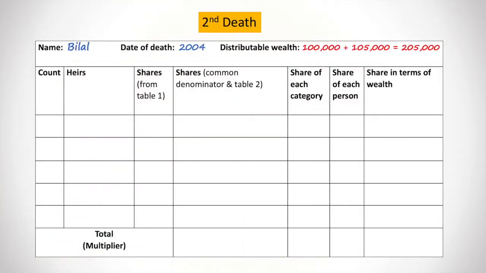So with this, we go to the second death. The second death was of Bilal in 2004. So important to note now that distributable wealth will be the sum of what he had left behind plus what he should have inherited from Imran. Since he inherited $105,000, this will be added to his own property, and the total now is $205,000.